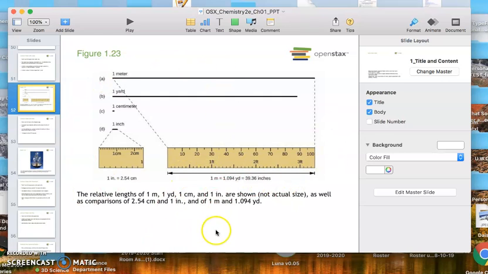Here's just a figure showing you the length of a meter versus the length of a yard, or centimeters versus inches, and so on. Because I'm sure most of you have used rulers throughout your academic career as a high school and middle school student, I'm sure that you're very familiar with approximately how long a meter is, roughly.